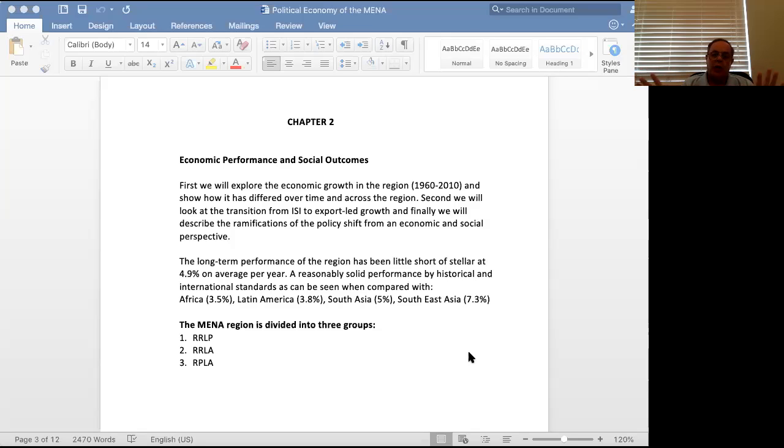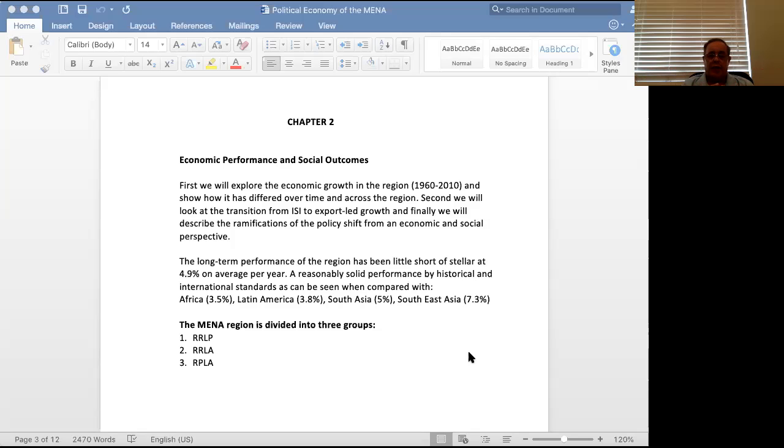So we tend to lump Libya with the GCC. Now, Libya, of course, is not a member of the GCC, but the author happens to put Libya as part of the resource-rich, labor-poor. So you have the GCC countries and Libya. Those countries come under the resource-rich, labor-poor. And then you have the resource-rich, labor-abundant countries.